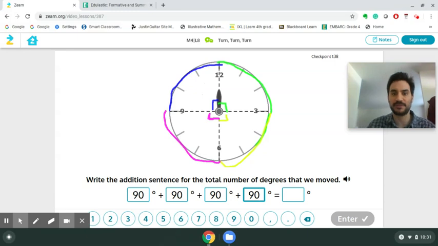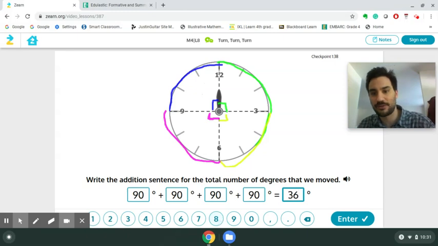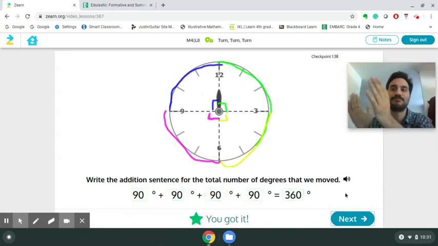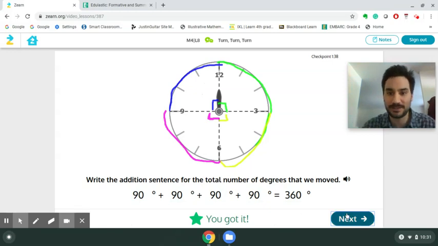4 quarters, that means 4 90-degree angles added up. When I do 90 plus 90 plus 90 plus 90, or 90 times 4, I get 360. Let's see if our equation is correct. You got it. Nice.